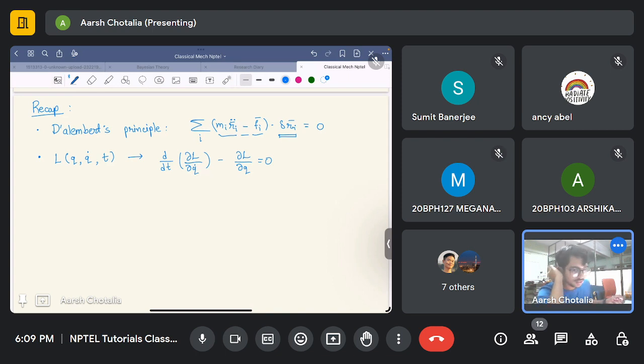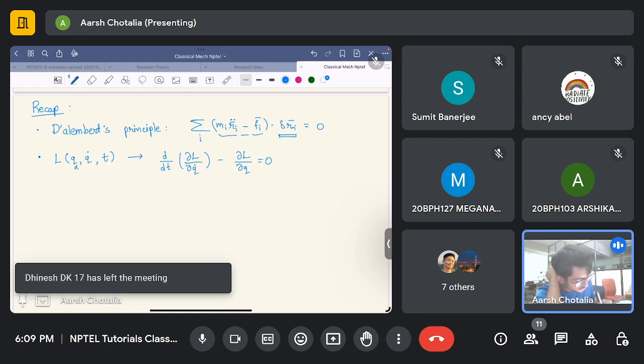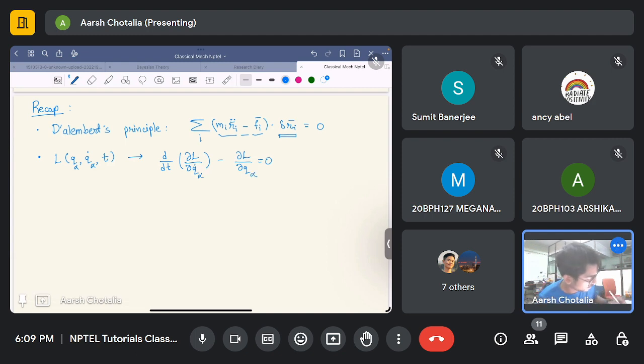In general, more technically it should be Euler Lagrange equations, because for every degree of freedom you have one equation. Right? Alpha could be from 1 to whatever degrees of freedom you have. Okay. Then we saw some examples, etc.